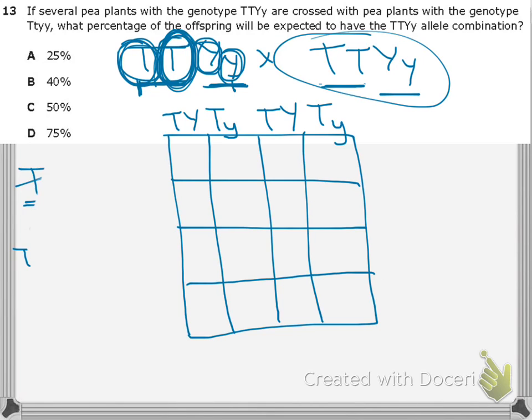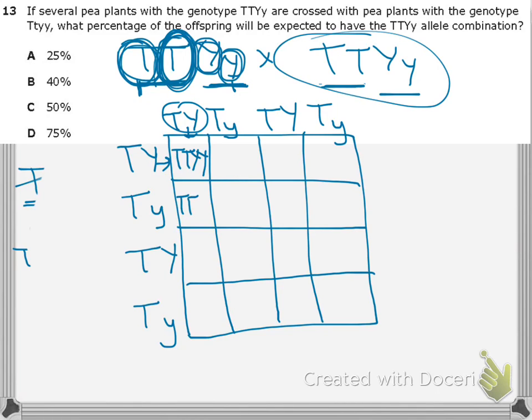Alright, so I'm going to write my same thing here. Big T, big Y, big T, little y, big T, big Y, and big T, little y. And I'm going to do the same thing I did before. I'm going to take all of these from up here and bring them down, and all of these and bring them across. So here I have 2 big T's and 2 big Y's. Here I have 2 big T's and a big Y and a little y. Here I have 2 big T's and 2 big Y's. And here I have 2 big T's and a big Y and a little y.